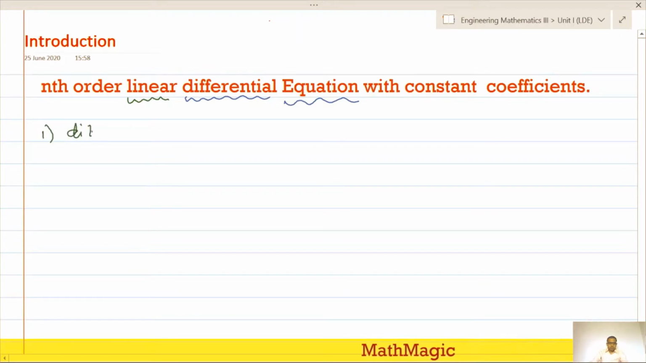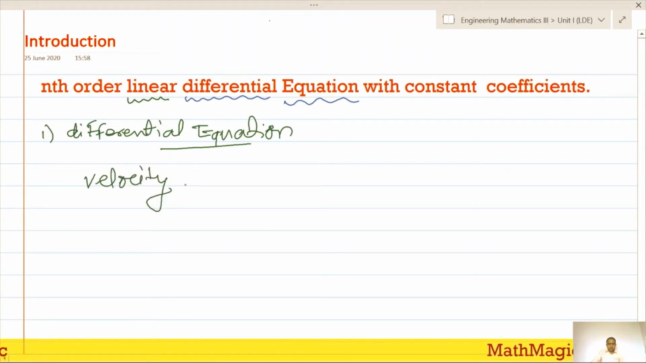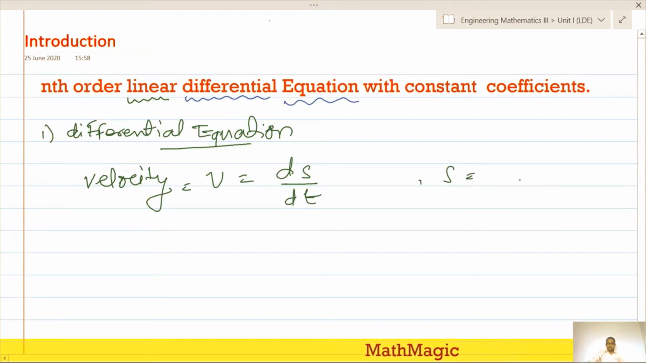What is meant by differential equation? Differential equation means the equation which contains differential coefficient, dependent variable and independent variable. Dependent and independent variable means what? Suppose we consider velocity. Velocity is nothing but the change in displacement with respect to time, v equals ds by dt, where s is displacement.